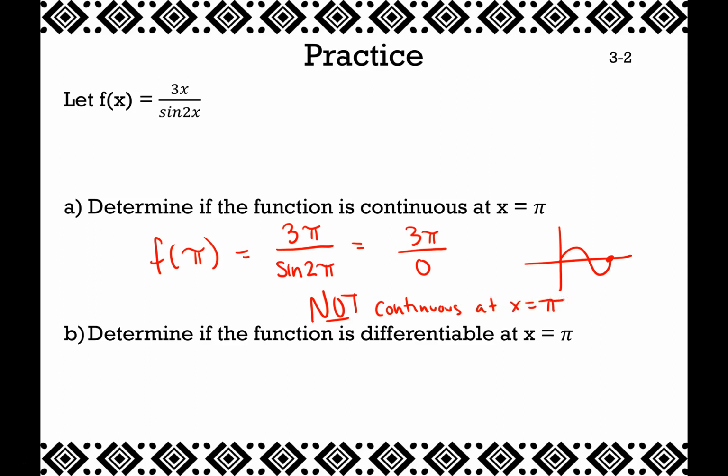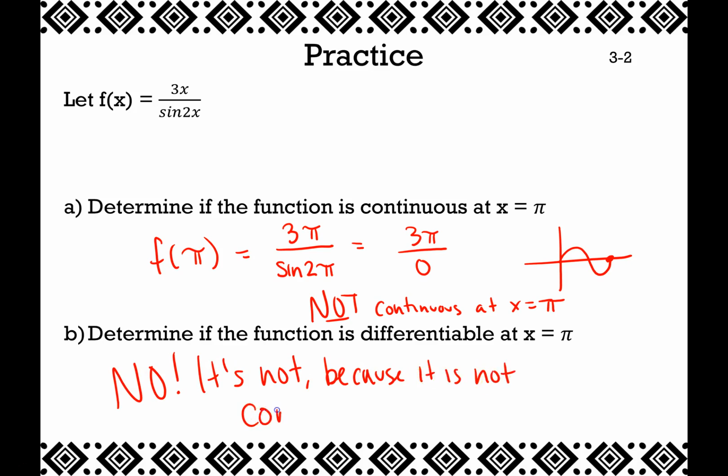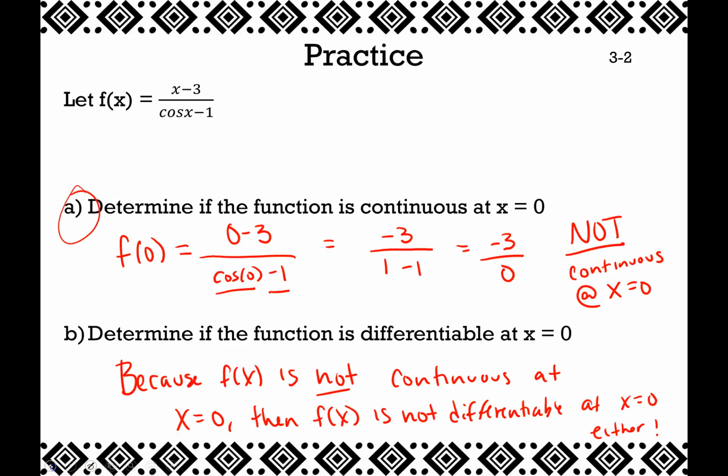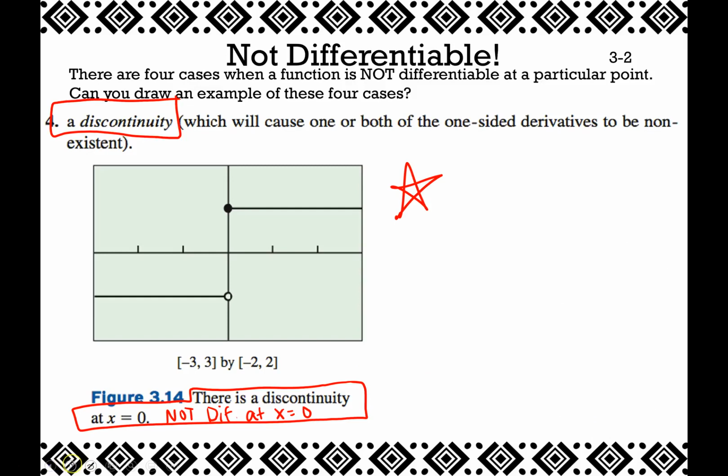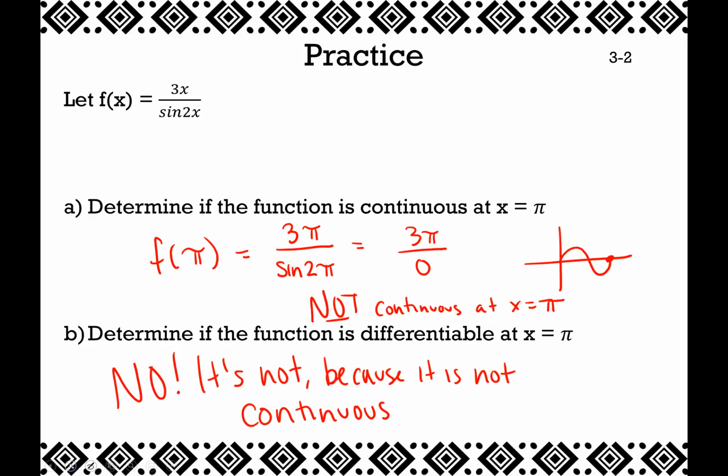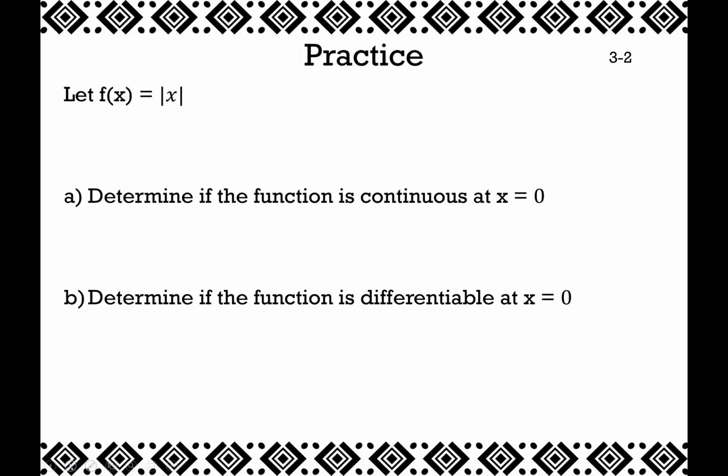All right, B, determine if the function is differentiable at x equals pi. No, it's not, because it is not continuous. If you have a discontinuity, like in this right over here, there's no way that you can have a derivative there. No way you can have a tangent line. So it is not differentiable. In other words, you can't take a derivative at that point.